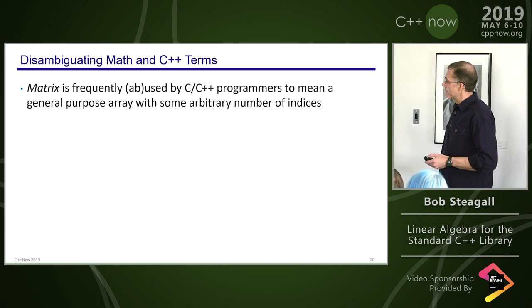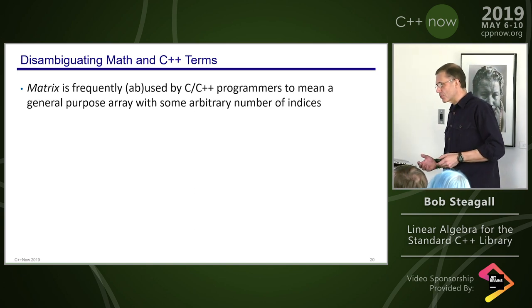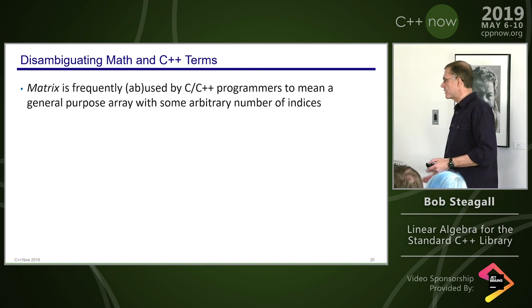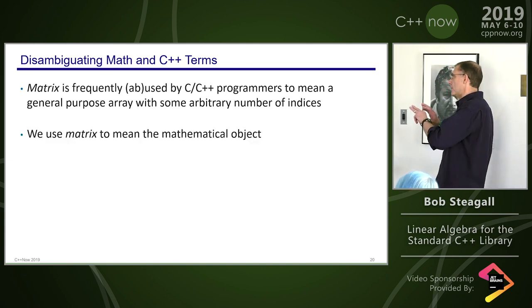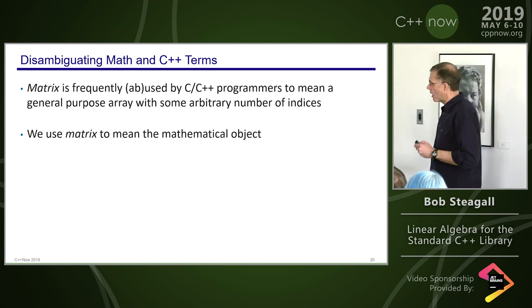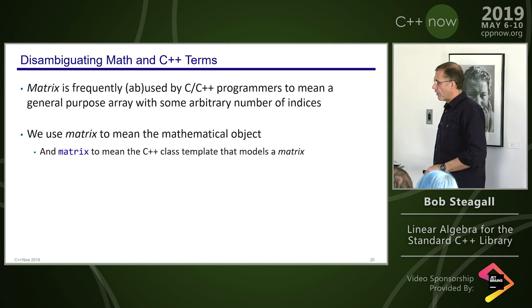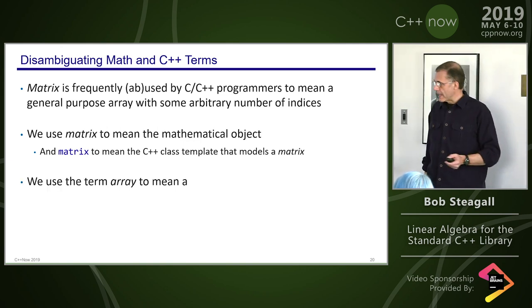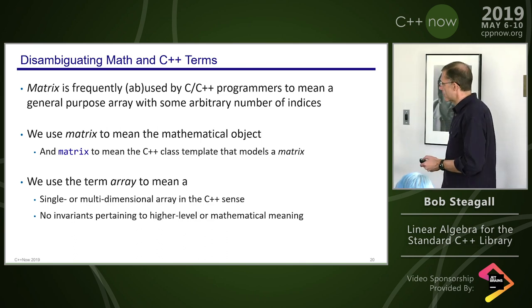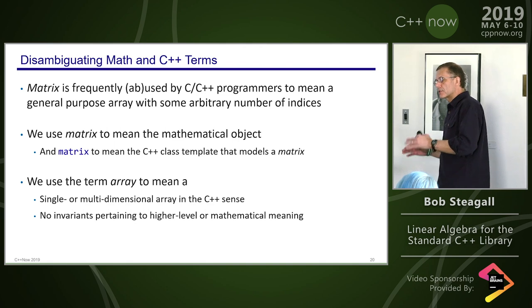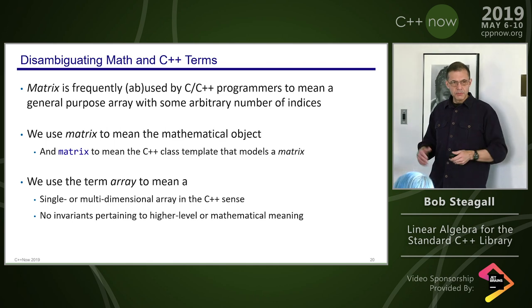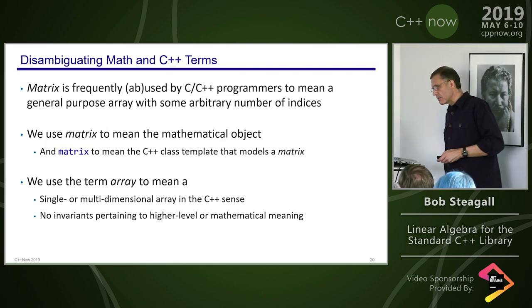So let's disambiguate some terms. The word matrix is frequently abused by C and C++ programmers to mean a general purpose array with some arbitrary number of indices, right? We hear it all the time. We specifically use the term matrix, in that font, to mean the mathematical object, and in the fixed size font to mean the C++ template that models the matrix mathematical idea. We use the term array to mean a singular multidimensional array in the C++ sense, which itself has no invariants that pertain to some higher level meaning or other invariants. An array has elements and there is no invariance between the elements themselves, whereas in a matrix, that may be different.